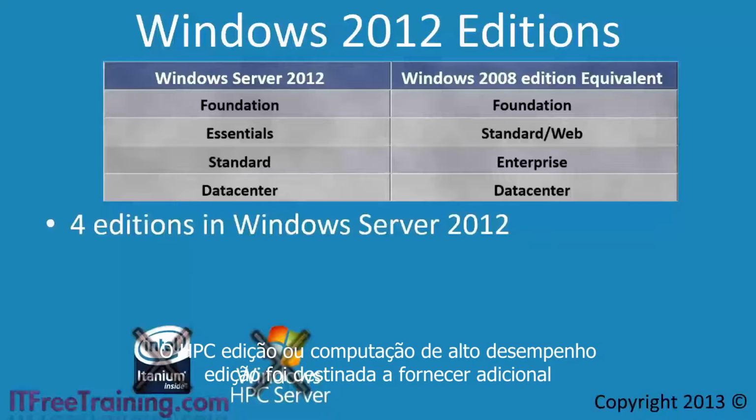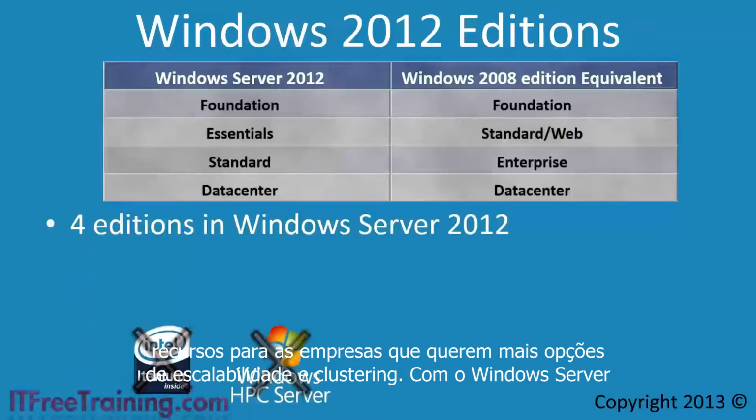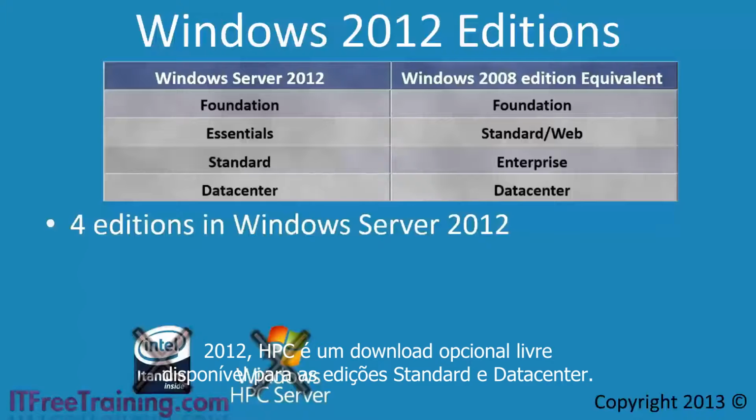The HPC edition, or High Performance Computing edition, was aimed at providing additional features for companies wanting more scalability and clustering options. With Windows Server 2012, HPC is a free optional download available for the Standard and Data Center editions.